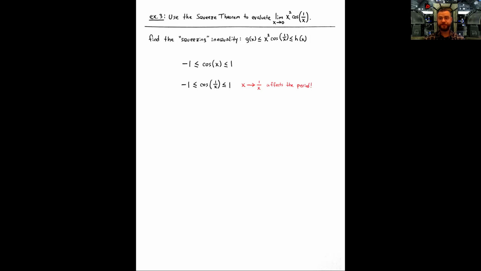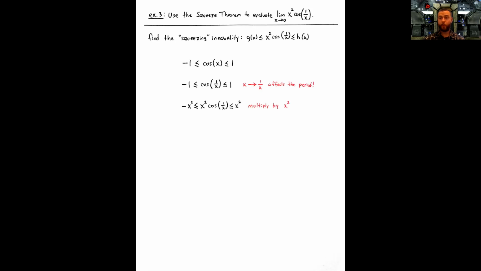That looks a little closer to our function. We now have cosine of 1 over x. But notice what we're missing. Our function has a factor of x squared. So what we can do is multiply all three parts of this by x squared. x squared is positive. Multiplying a compound inequality by a positive number wouldn't cause any of your inequality signs to flip.